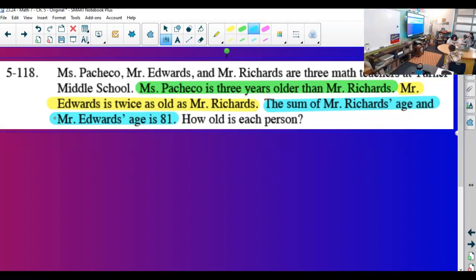By the way, guys, if you want to keep your paper a bit cleaner, you can box out these different problems. This is problem 118. If you want to label it, this is problem 118.